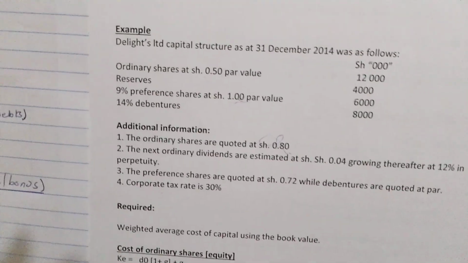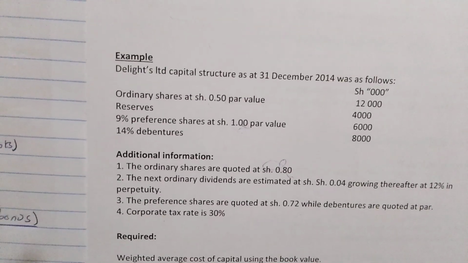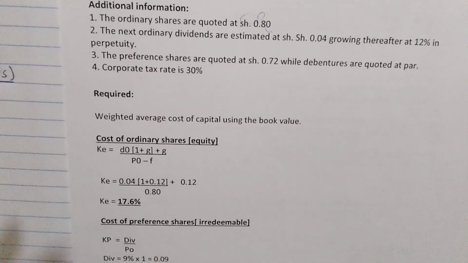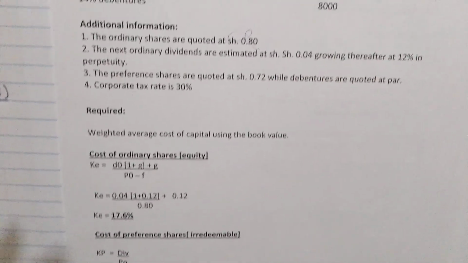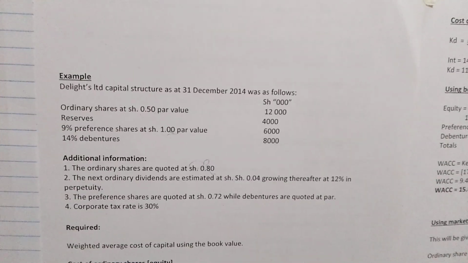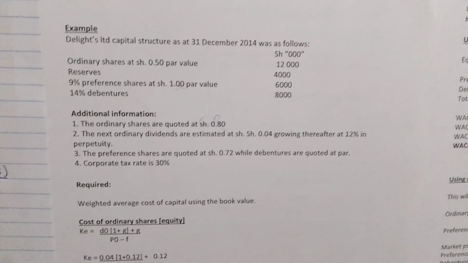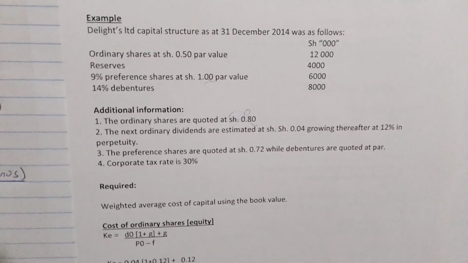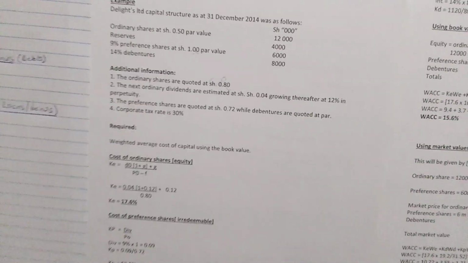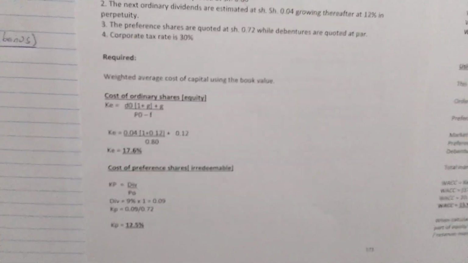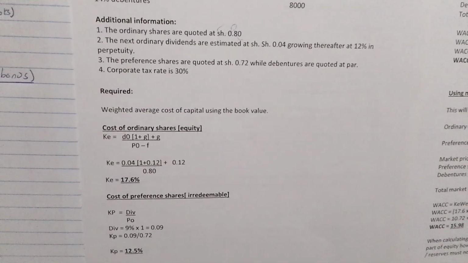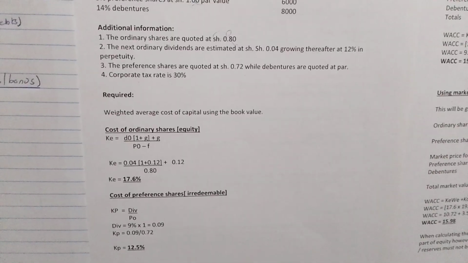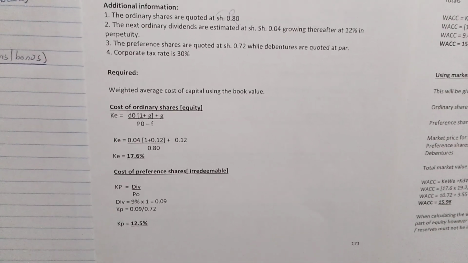Now we have done the cost of equity. We go to the cost of preferred shares. I want you to note that we are told to calculate the weighted average cost of capital using the book values. Okay, let's have the next one: cost of preferred shares.